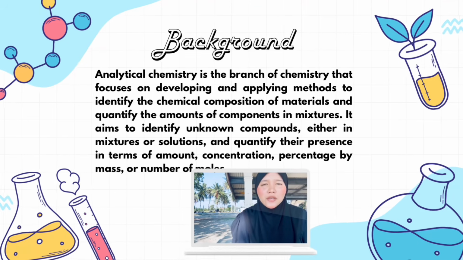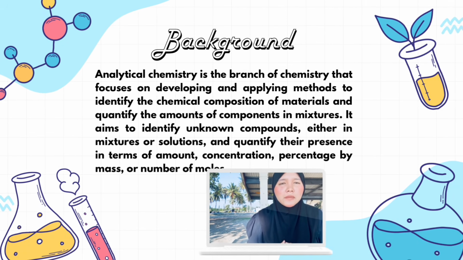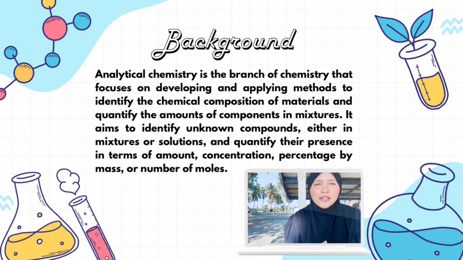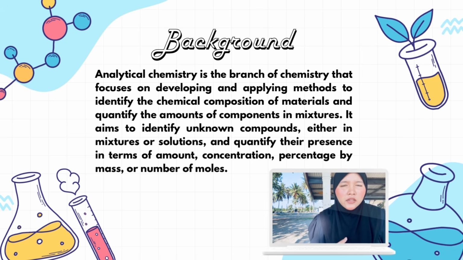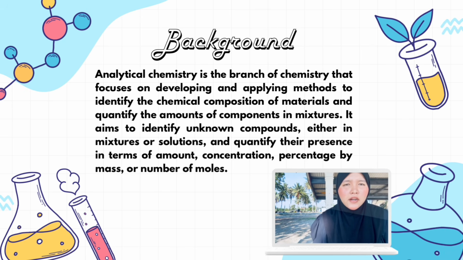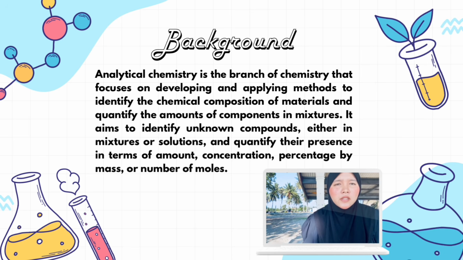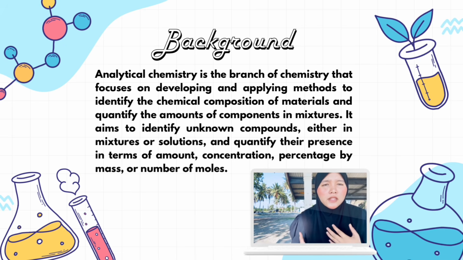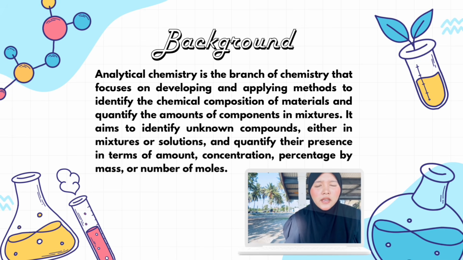First, let me introduce what analytical chemistry is. Analytical chemistry is the branch of chemistry that focuses on identifying and measuring chemical substances. Accurate analytical results are important in industries such as food production, pharmaceutical, and environmental monitoring. To obtain reliable results, we need appropriate apparatus, correct techniques, and suitable reagents.